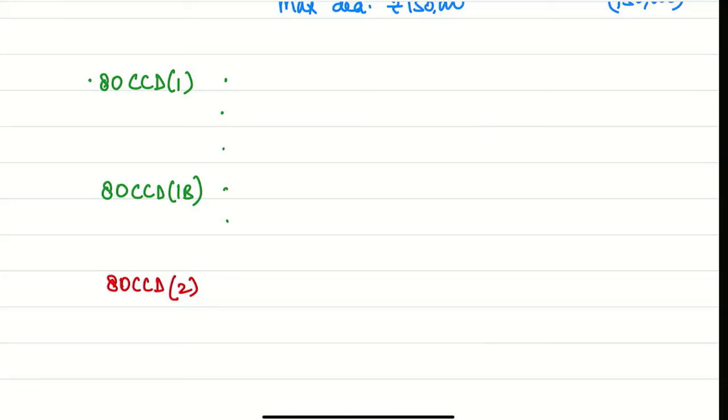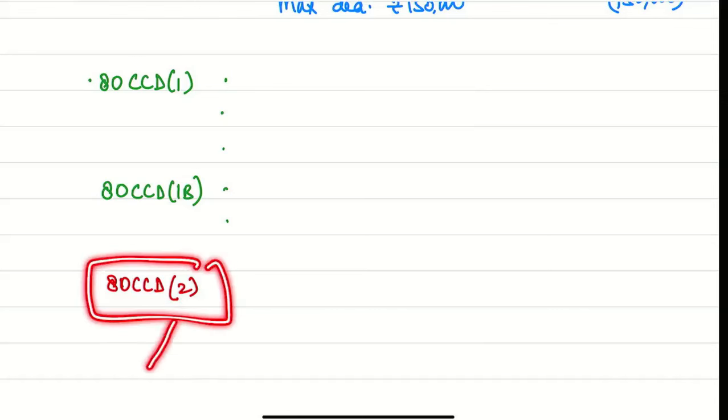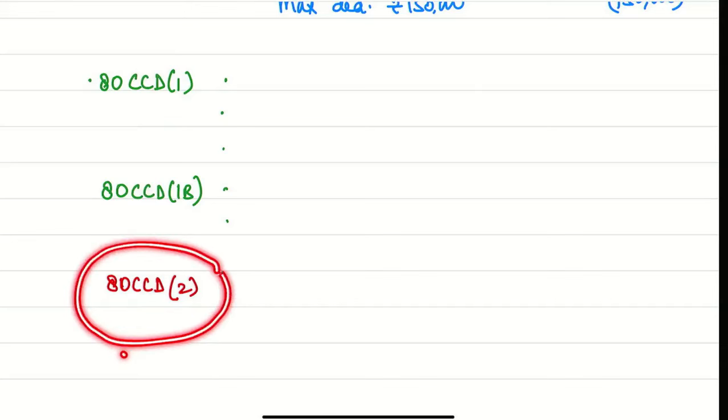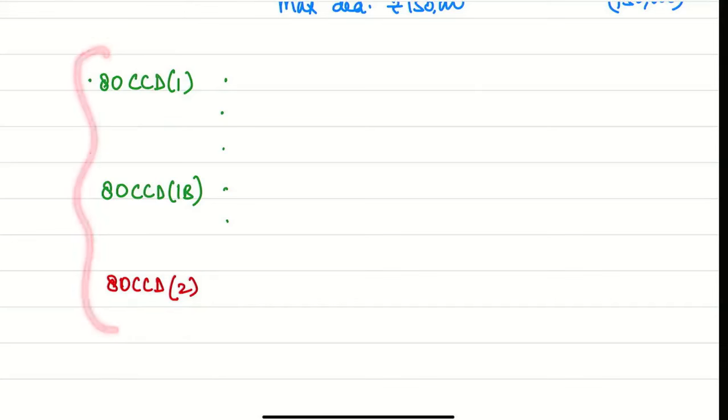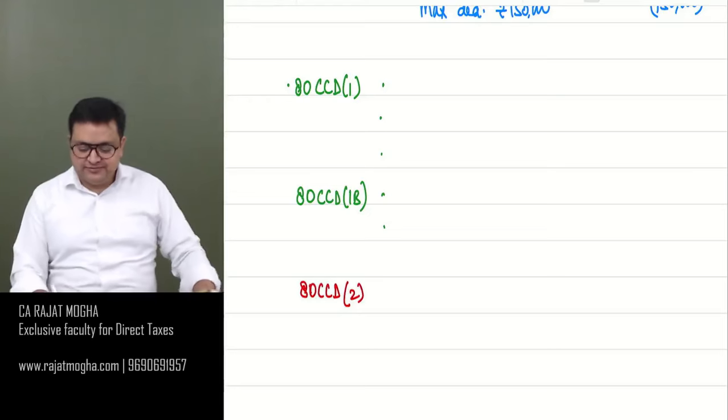I have written 80CCD2. It is available only under default regime. In default regime, we will not get these two. In default regime, we can get only this. In optional, we can get everything. So in optional, we have no issues.